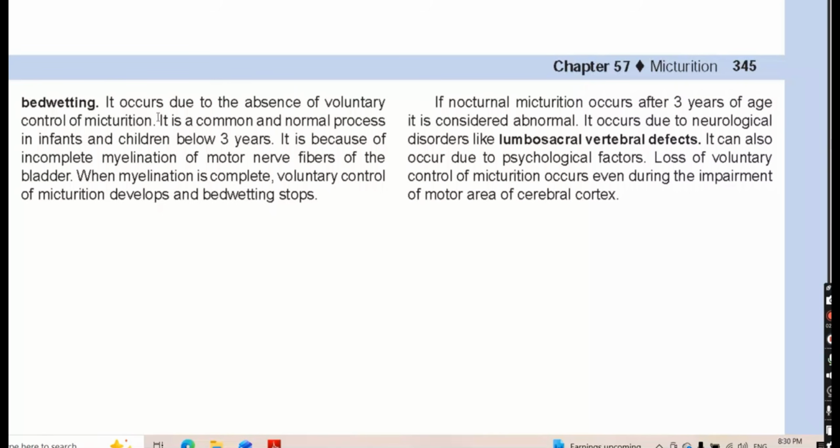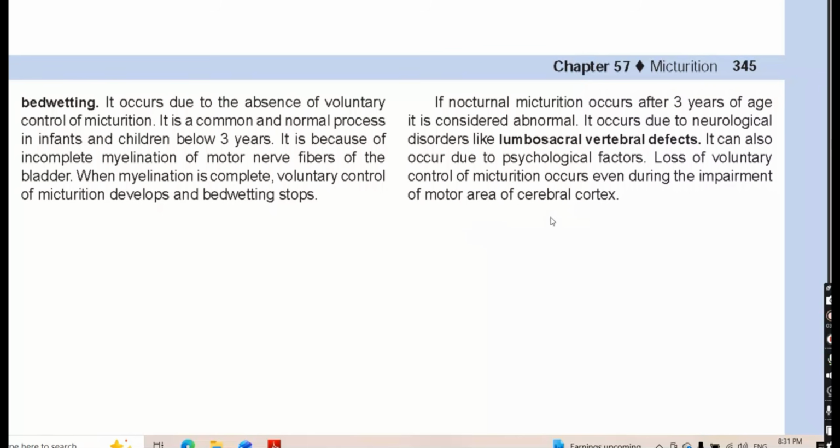It is a common and normal process in infants and children below 3 years, because of the incomplete myelination of the motor nerve fibers of the bladder. When myelination is complete, voluntary control of micturition develops and bedwetting stops. So if nocturnal micturition occurs after 3 years of age, it is considered abnormal. It occurs due to neurological disorders like lumbosacral, that means lumbar and sacral vertebral defects, or due to psychological factors, loss of voluntary control of micturition, even during impairment of the motor area of the cerebral cortex.